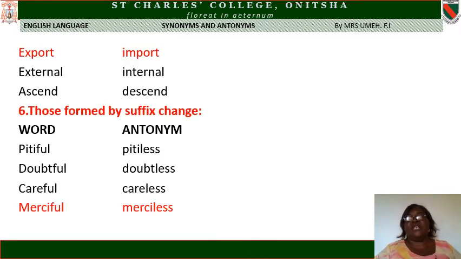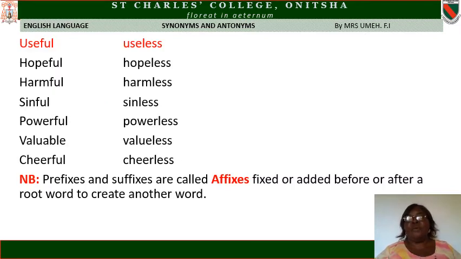Exports. For instance, you change the ES there, it will give you imports. External, internal. Those other words form their antonyms by change in suffix. That is, you simply change the suffix, words that are added at the end of the root word. For instance, we have pitiful, pitiless, doubtful, doubtless, careful, careless, we have merciful, merciless, harmful, harmless, we have valuable, valueless, and so on and so forth.